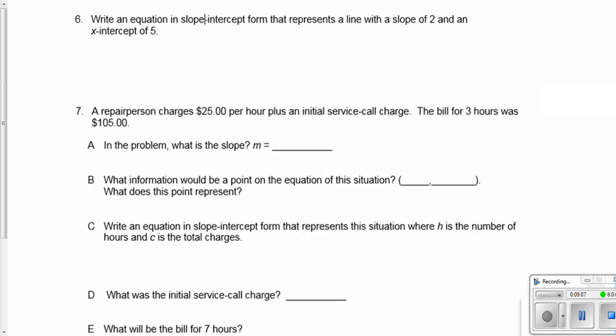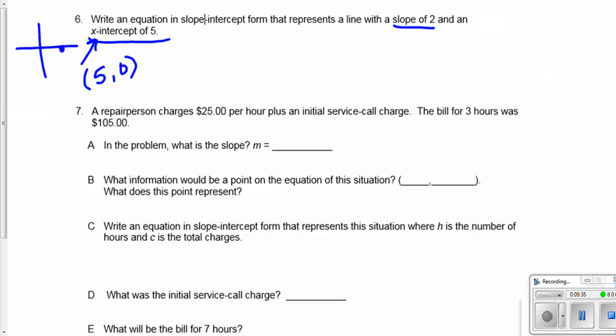A couple more. Number 6: write an equation in slope-intercept form that represents a line with a slope of 2 and an x-intercept of 5. X-intercept, that's important, okay? It's not the y-intercept, so I can't do y equals mx plus b just yet. But because they told me it's the x-intercept, I actually know that my point there is (5, 0). We know the x-intercept is always graphed on the x-axis, so that coordinate would be (5, 0).